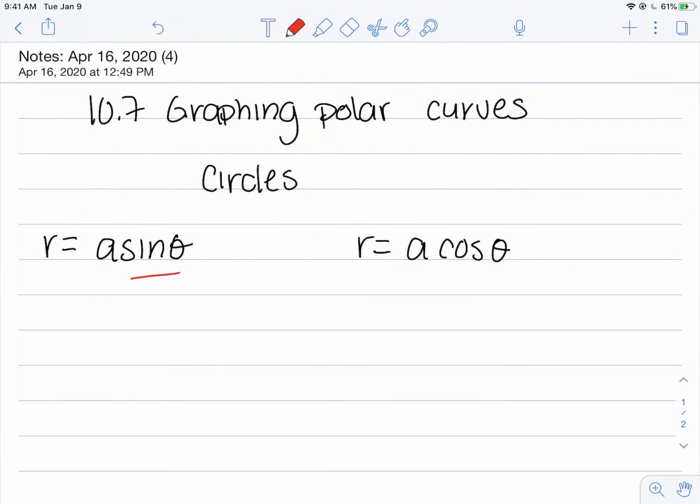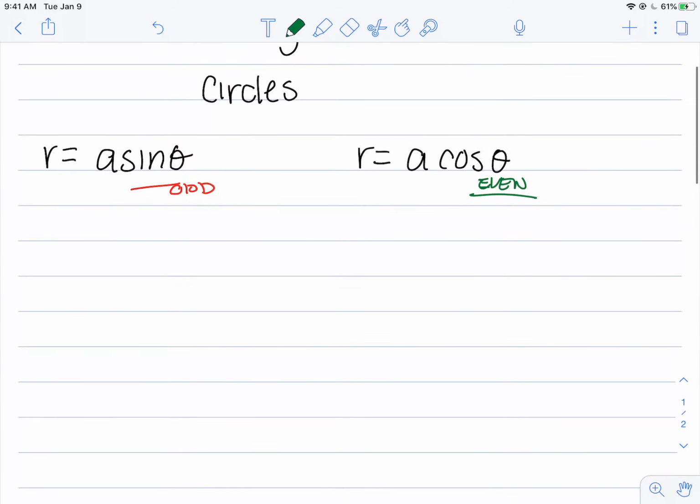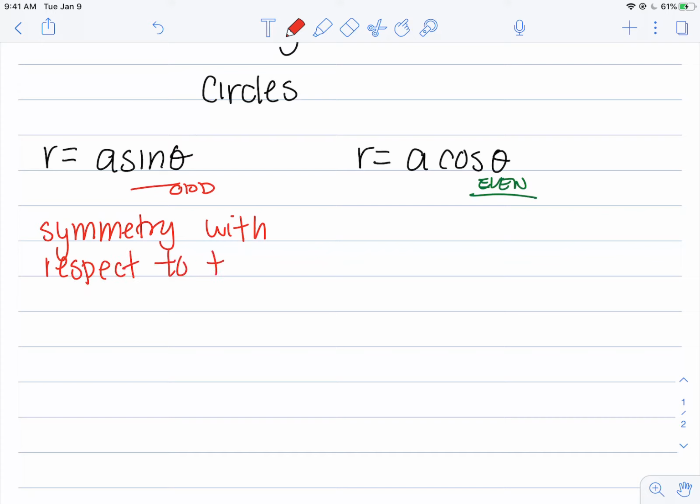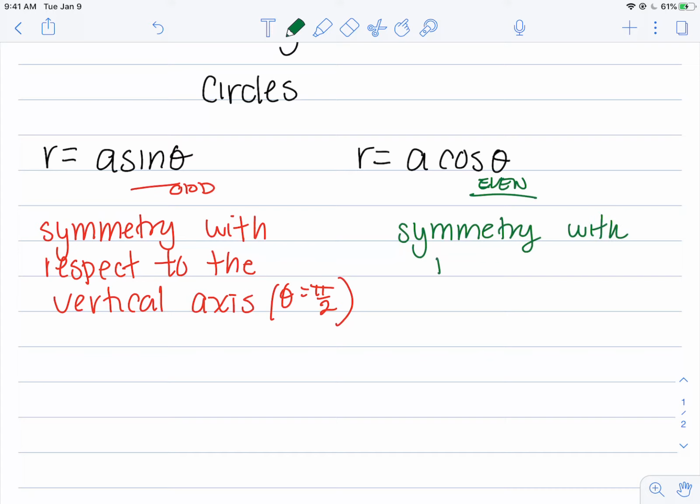Whenever it's a sine function, remember sine is an odd function and cosine is an even function. So for circles, whenever you have a sine function, the symmetry of these graphs is going to be just symmetry with respect to the vertical axis. We don't really have a vertical axis. It's more like the line theta equals pi over 2. But we're going to use the term vertical axis because it really hits at what we're trying to show. And then whenever you have cosine, you're going to have symmetry with respect to the horizontal axis.